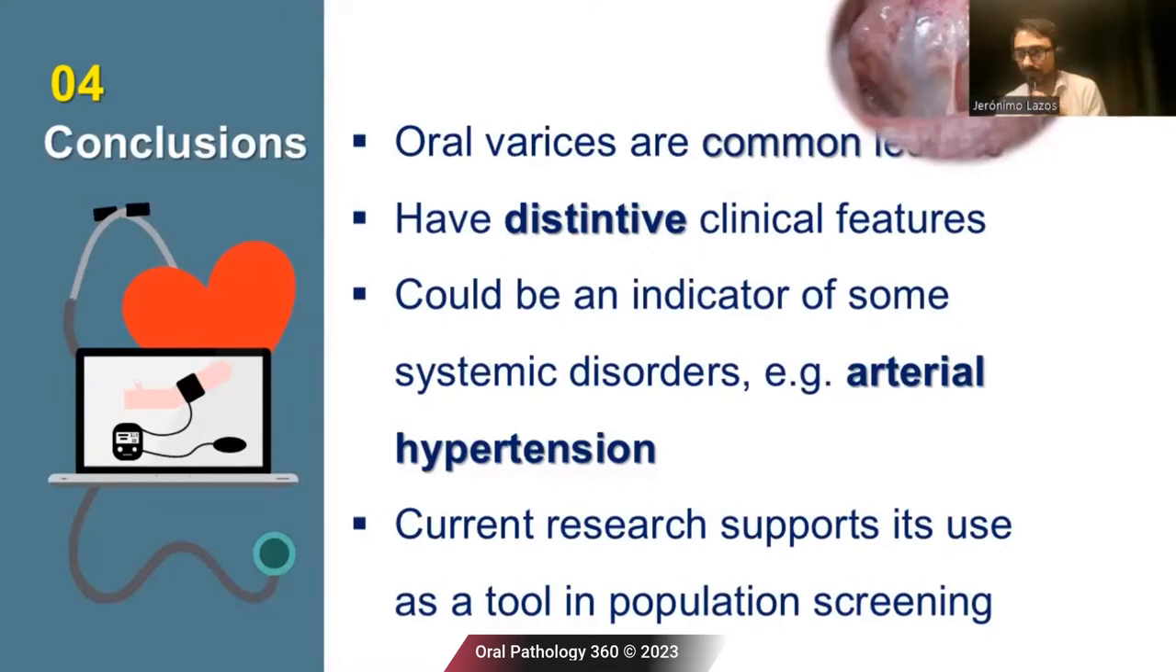So, to be closing, thank you. Oral varices are common lesions. Their incidence increases with age. They have really particular and specific clinical features that we can use to properly define their presence. Remember when the main trunk of the vein has more than one trunk, that is exophytic. When we have the veins being asymmetric, that is one side being more dilated or more enlarged than the other. So they have a set of characteristics that we can use to properly define when a patient has an oral varicosity.